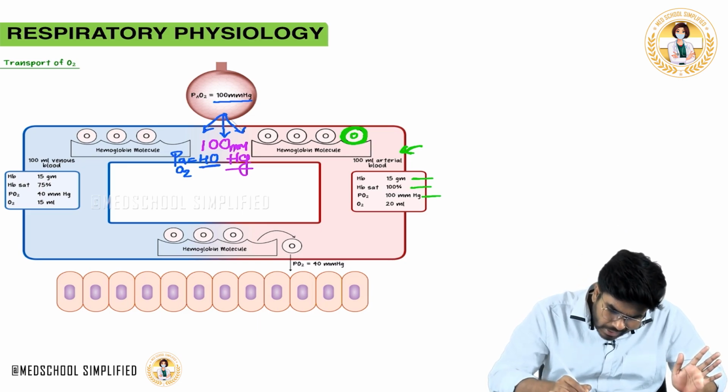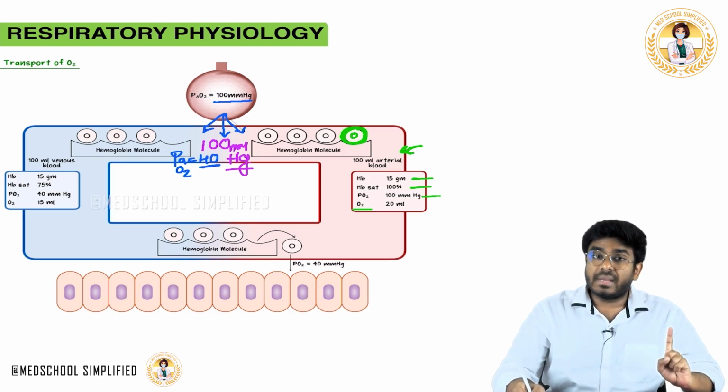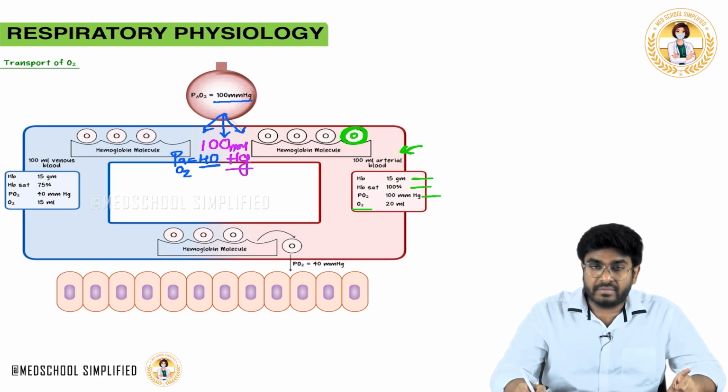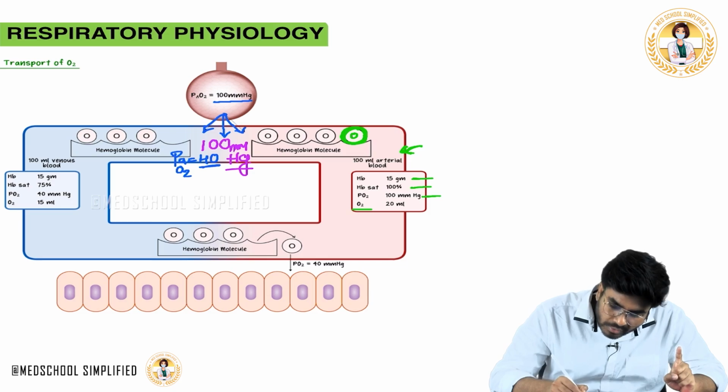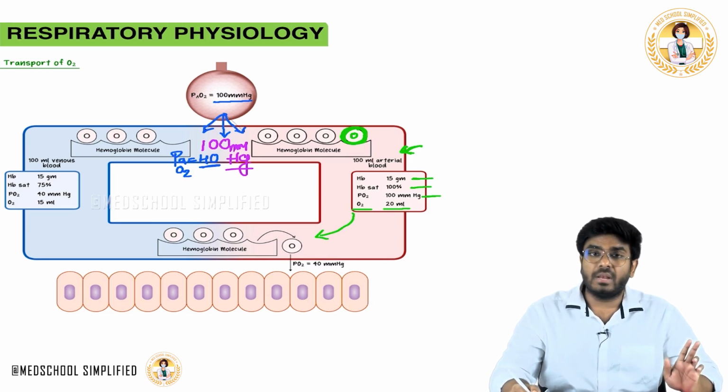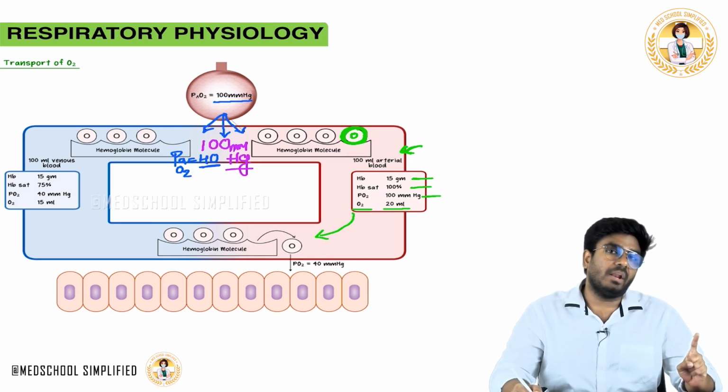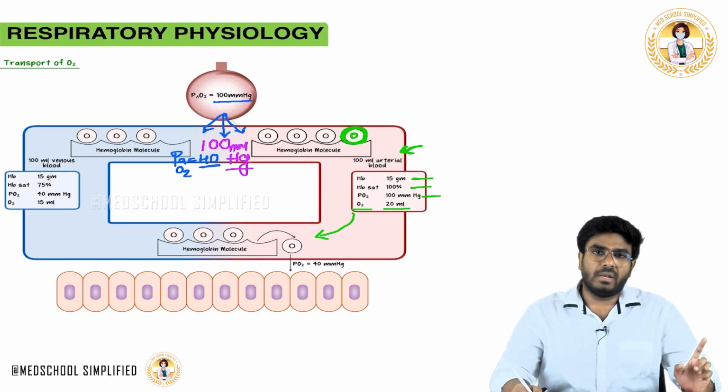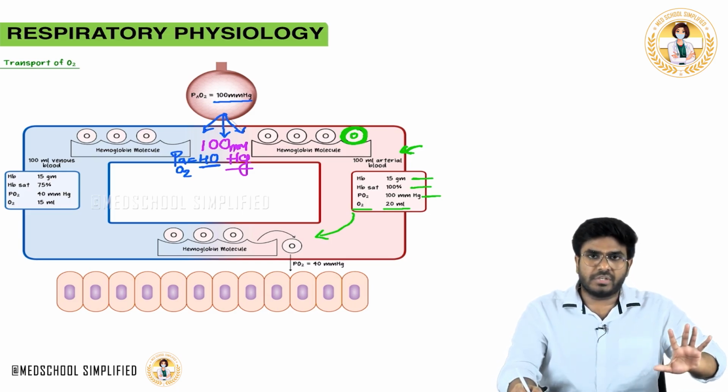Now how much amount of oxygen is there? I have already discussed with you. 100 ml of oxygenated blood will carry how much oxygen? 20 ml of oxygen. Now this oxygenated blood is going to the level of tissues, with 20 ml of oxygen per 100 ml of blood. Now this blood is going to the tissues.